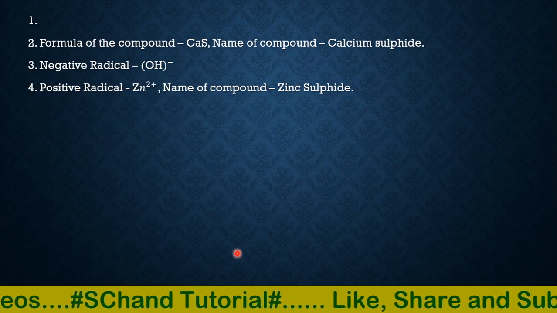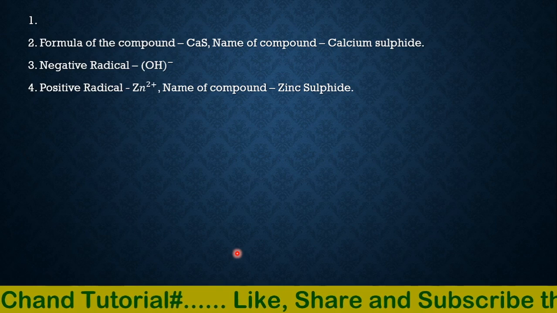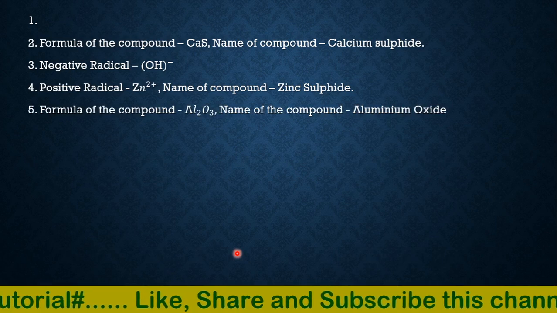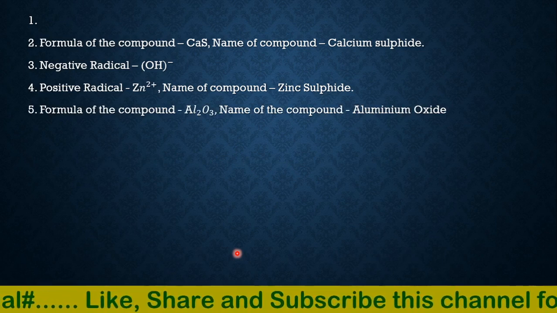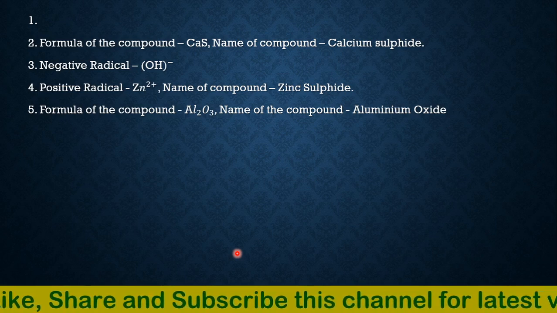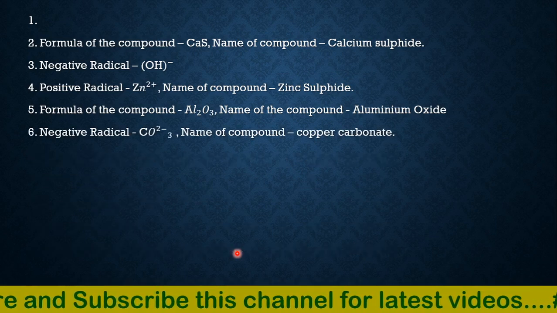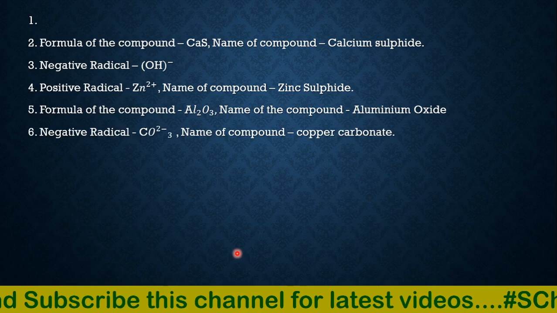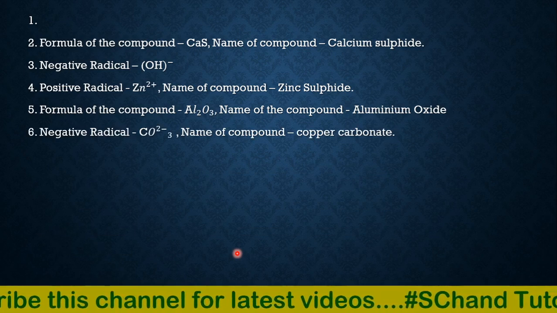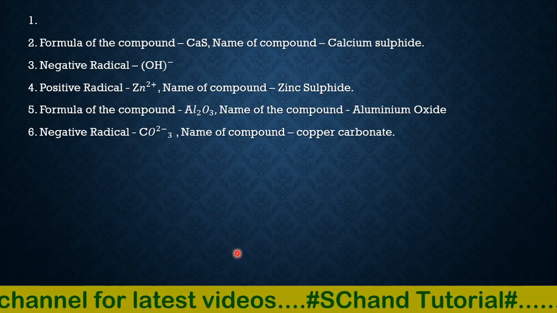Next we have Al3+ and O2-. The formula of the compound is Al2O3 and the name is aluminium oxide. Next we have Cu2+ and CO3 2- radical. The formula is CuCO3 and the name is copper carbonate. Then Na+ and HCO3-. It is NaHCO3, and the name of the compound is sodium bicarbonate.